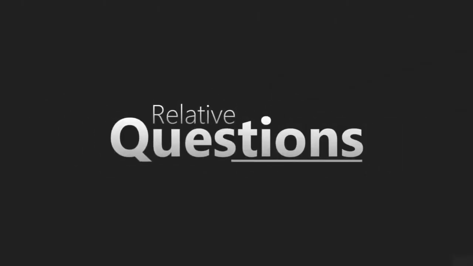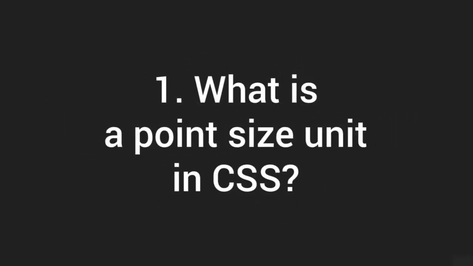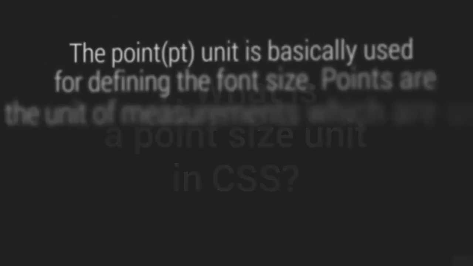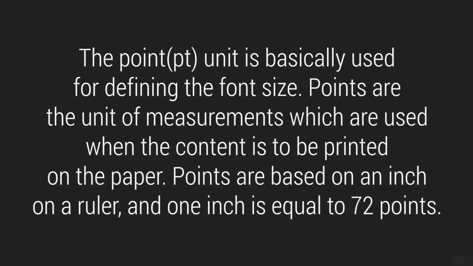Now let's talk about relative questions. So what is a point size unit in CSS? So the point unit is basically used for defining the font size. Points are the unit of measurements which are used when the content is to be printed on the paper. Points are based on an inch on a ruler, and 1 inch is equal to 72 points.